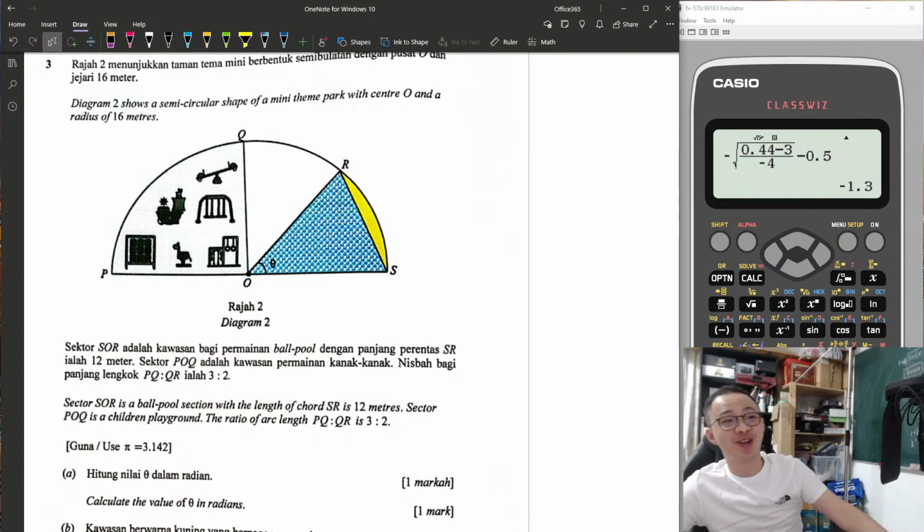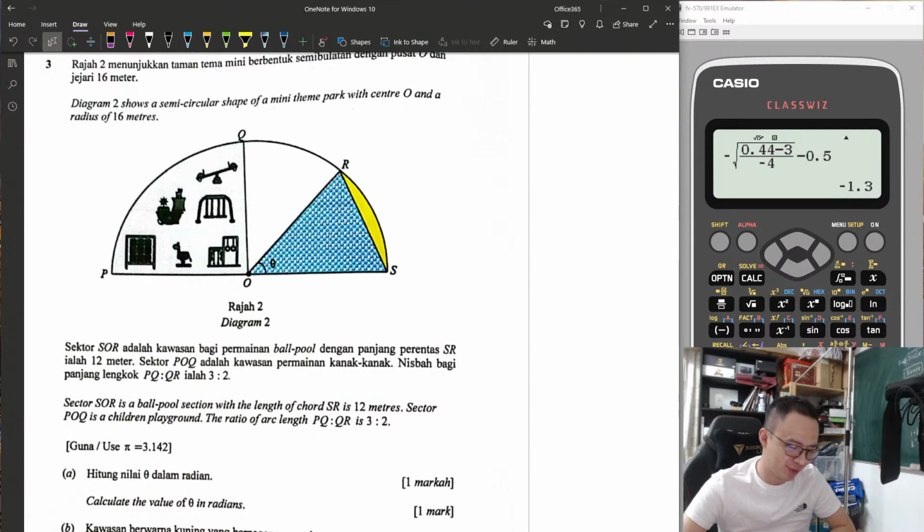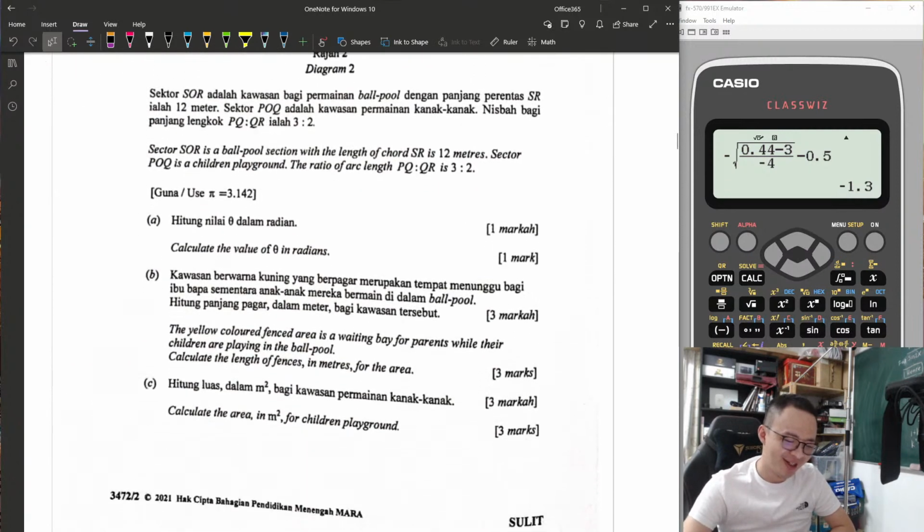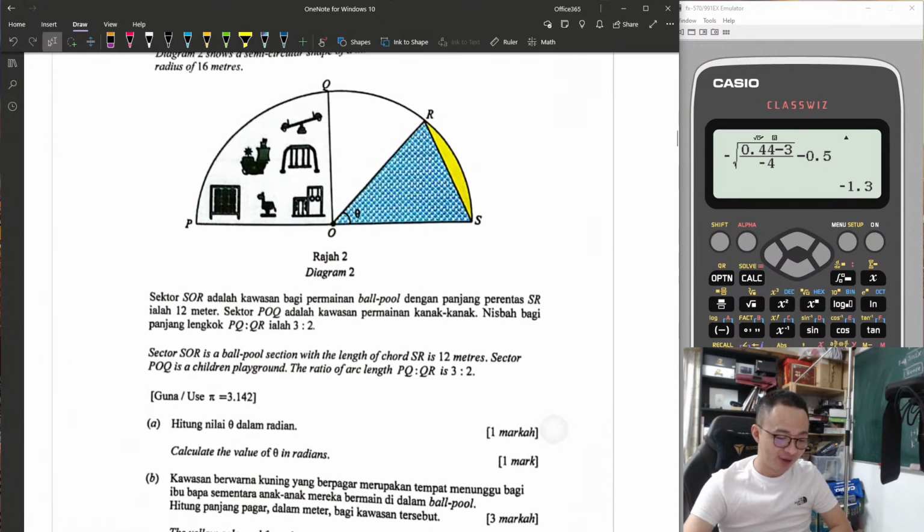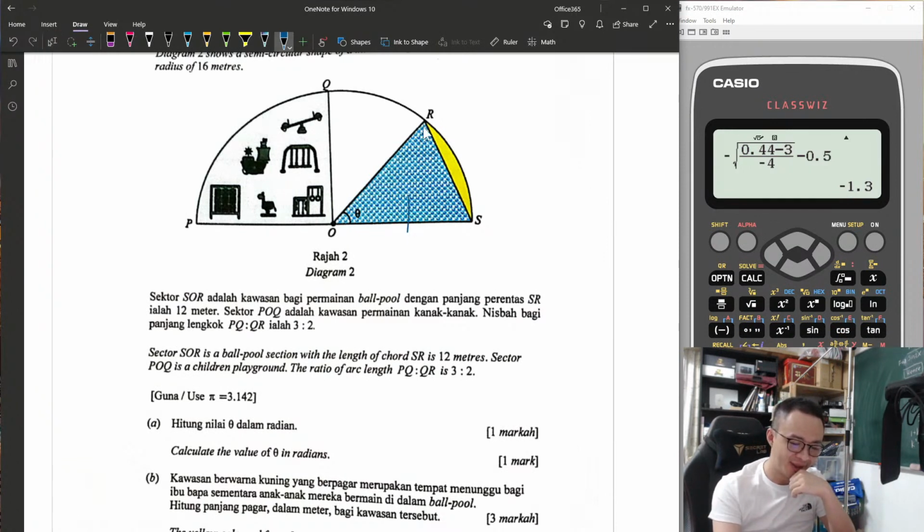Okay, if no questions, let's go into another circular measure. How many marks? 7 marks in total. Alright, pi equals 3.142. So here you have some diagram. Here is the pool. This one is the pool. Ball pool. They call it ball pool.